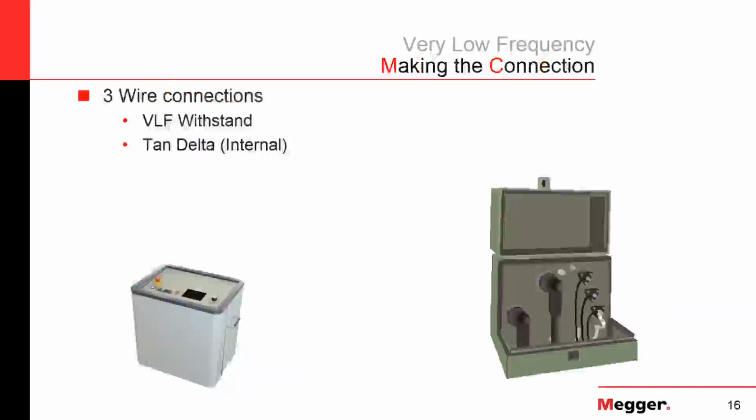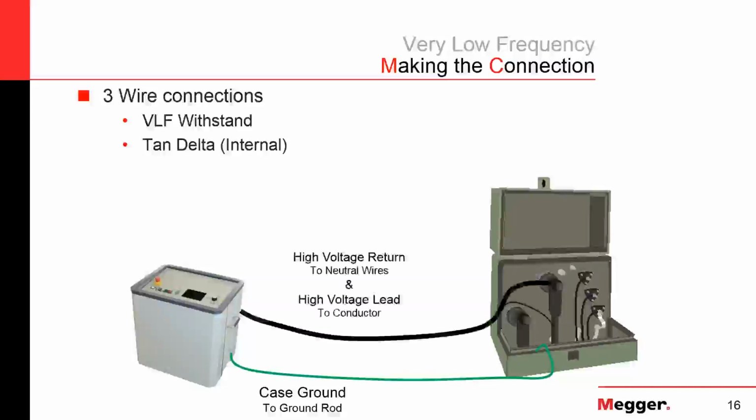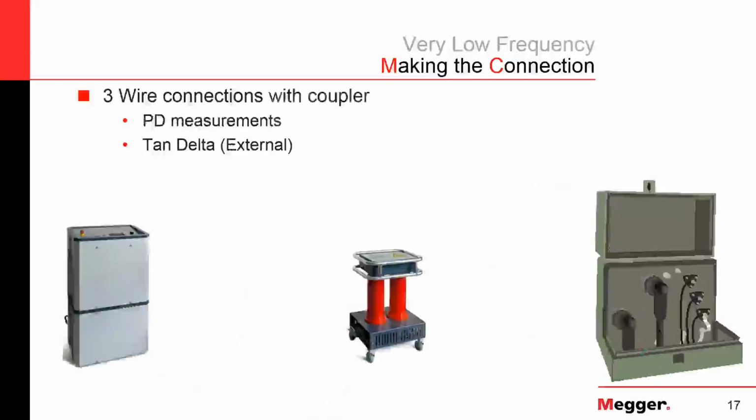When we make the connection here, for our VLF withstand test and tan delta testing for products that have the tan delta built into it, it's just a 3-wire connection. Very simple. It's the same way as we connect our thumpers and things like that. The first connection is always the case ground. That's the safety ground between the product and the ground rod in the cabinet there. The next connection is always a high voltage return that goes to the cable neutrals. And the last connection we make is to the high voltage lead going to the center conductor of the cable. Once the device is hooked up like this, we'll be able to apply a VLF withstand test or a tan delta test.